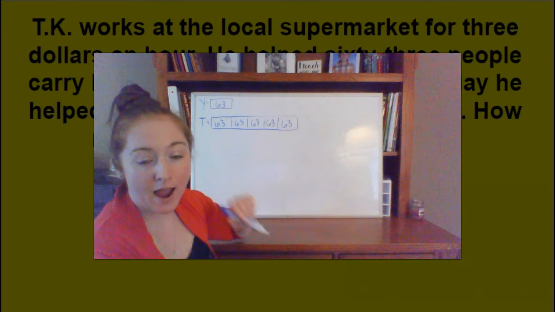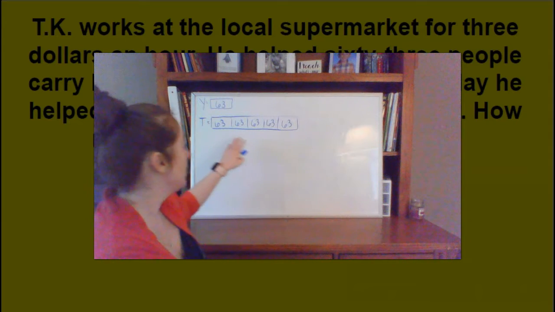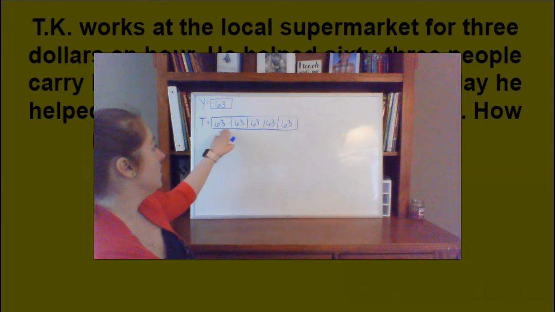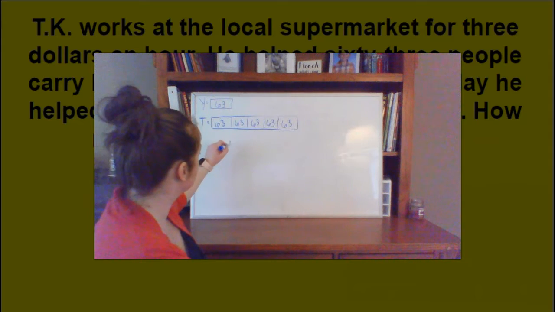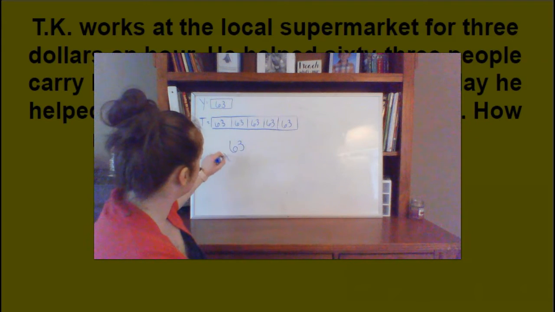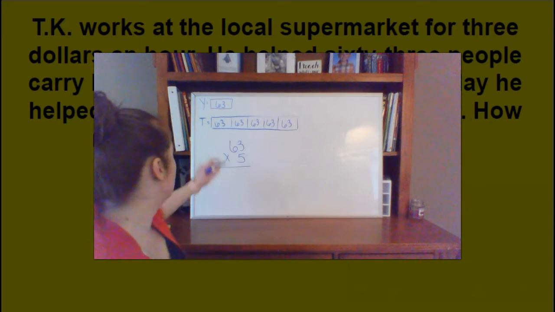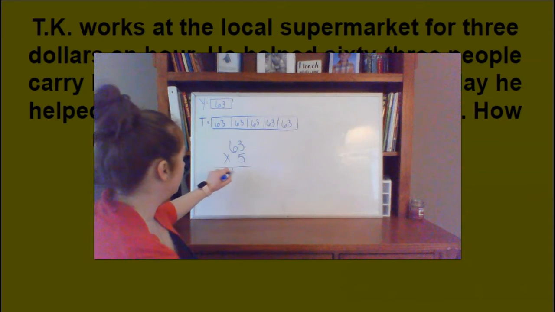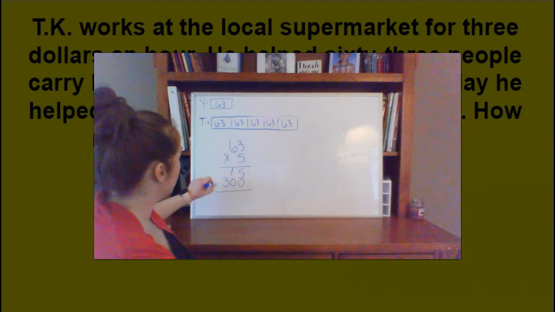Okay, so let's figure out how many people did he help today. We don't need to worry about yesterday, just today. So how many boxes of 63 do you see for today? 1, 2, 3, 4, 5. Okay, so we are going to do 63 times 5. Here we go. 5 times 3 is 15. 5 times 60 is 300. Yep, 300. Very good.